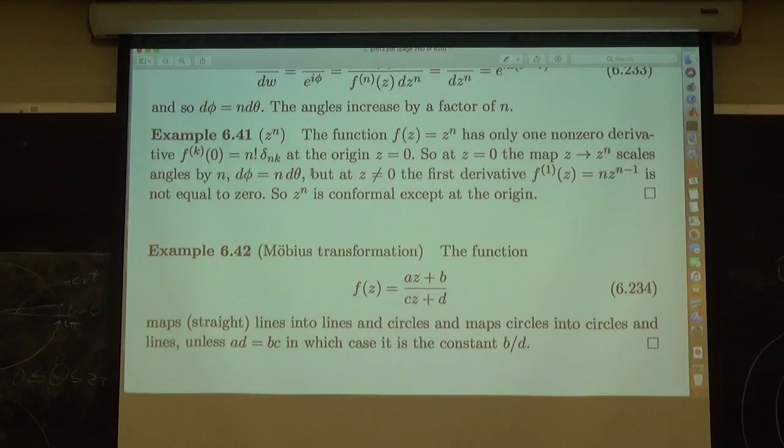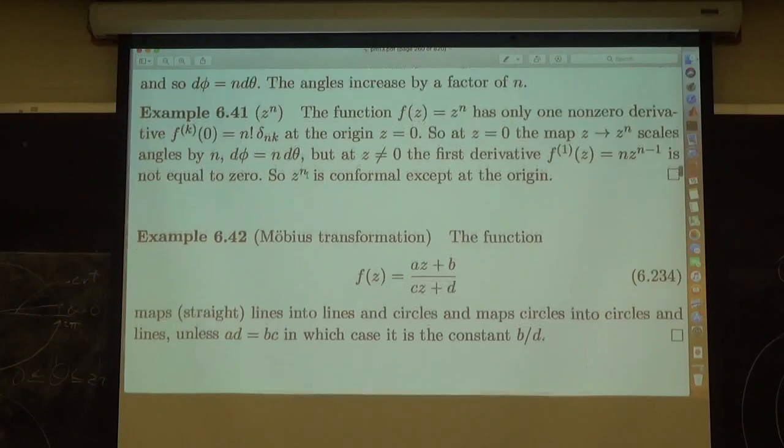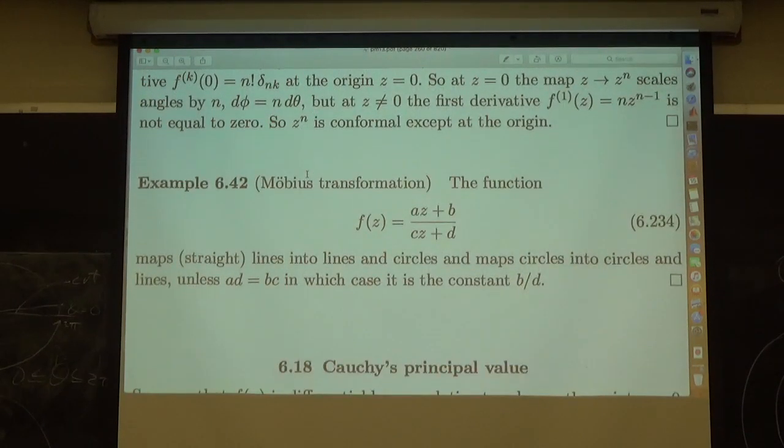And a famous example is the Mobius transformation. This function, az plus b over cz plus d, maps straight lines into lines and circles, and maps circles into circles and lines. And the only exception is when ad equals bc. In that case, the numerator is proportional to the denominator, and f of z is just b over d.